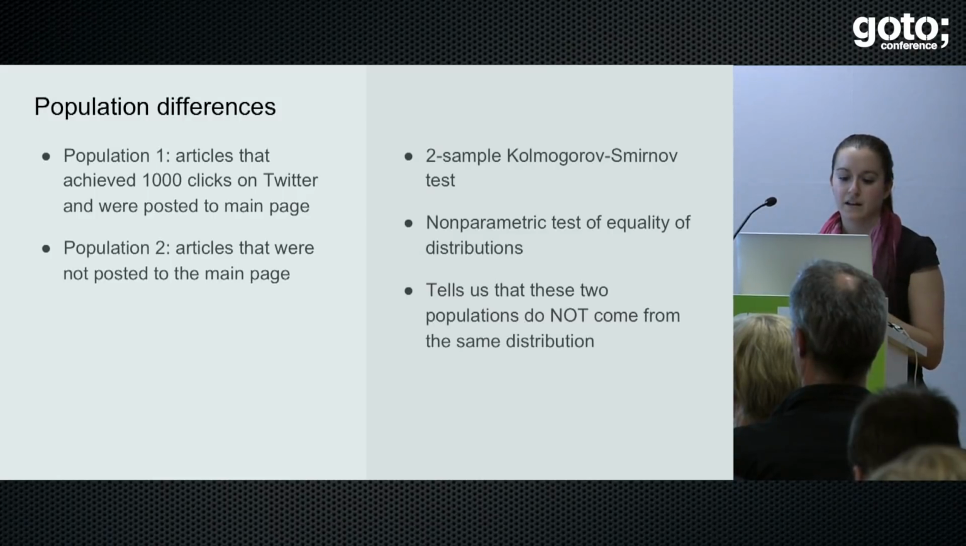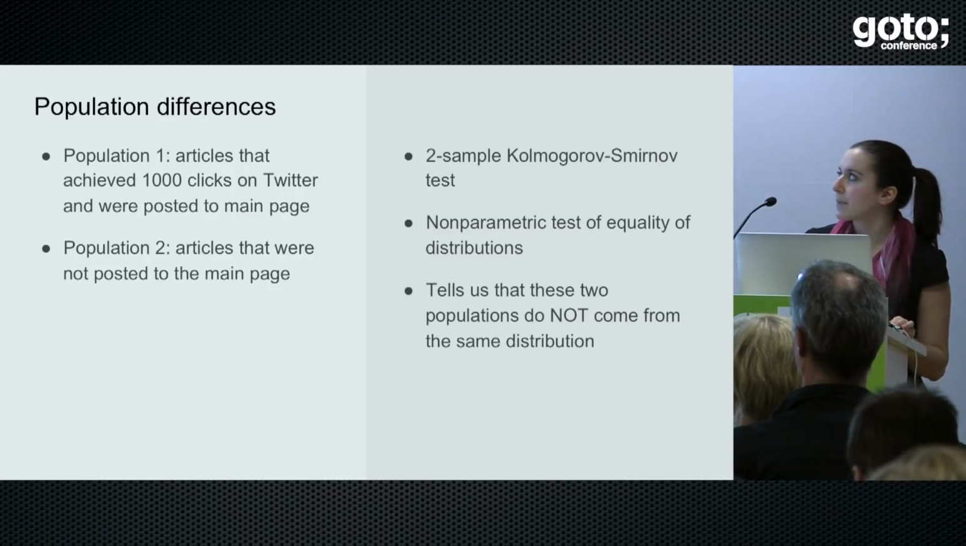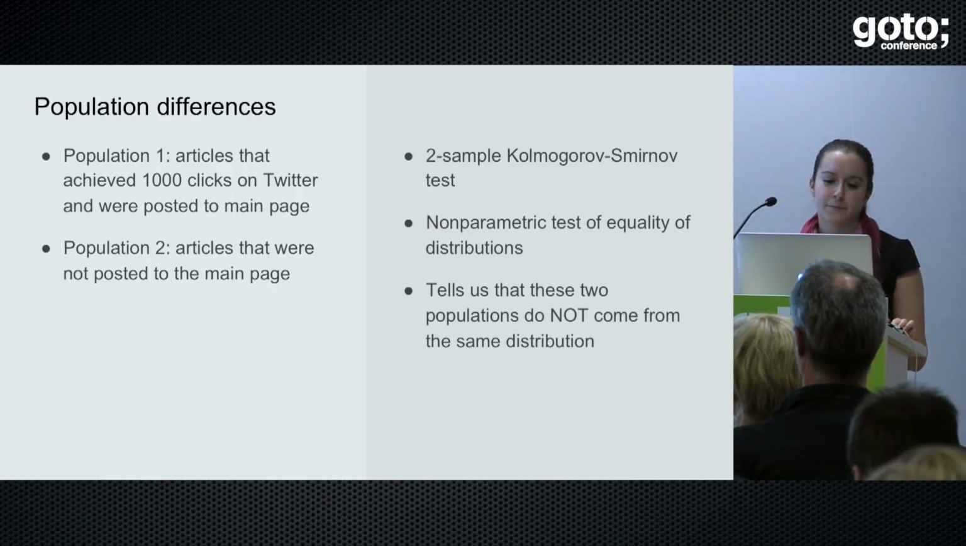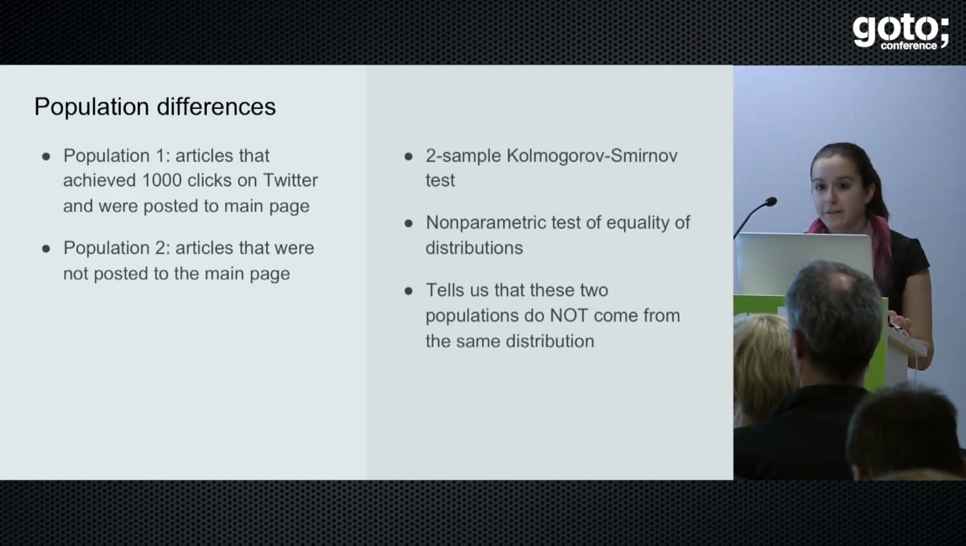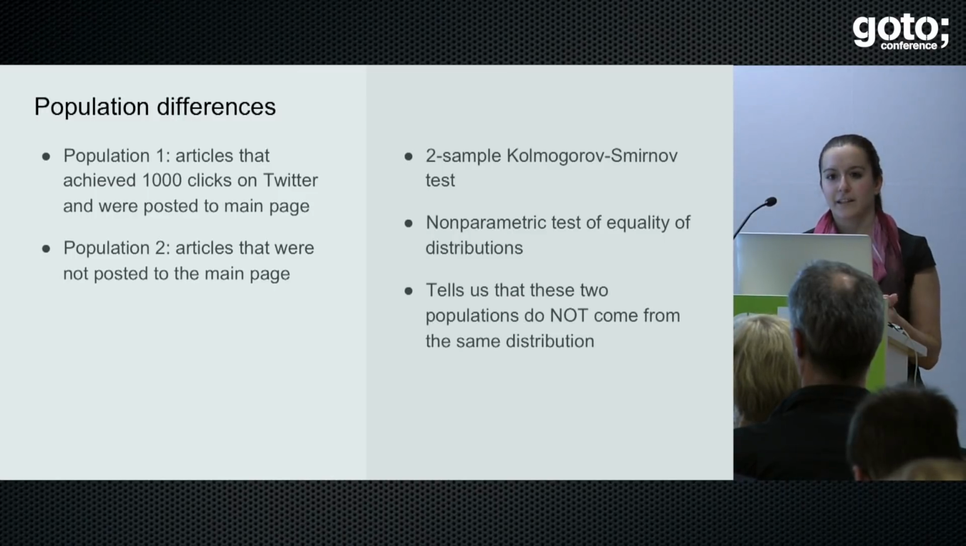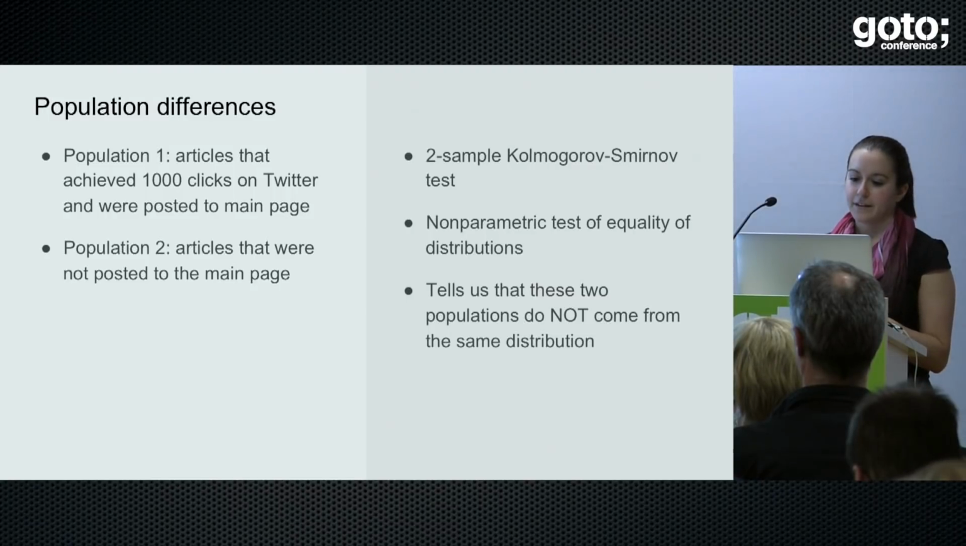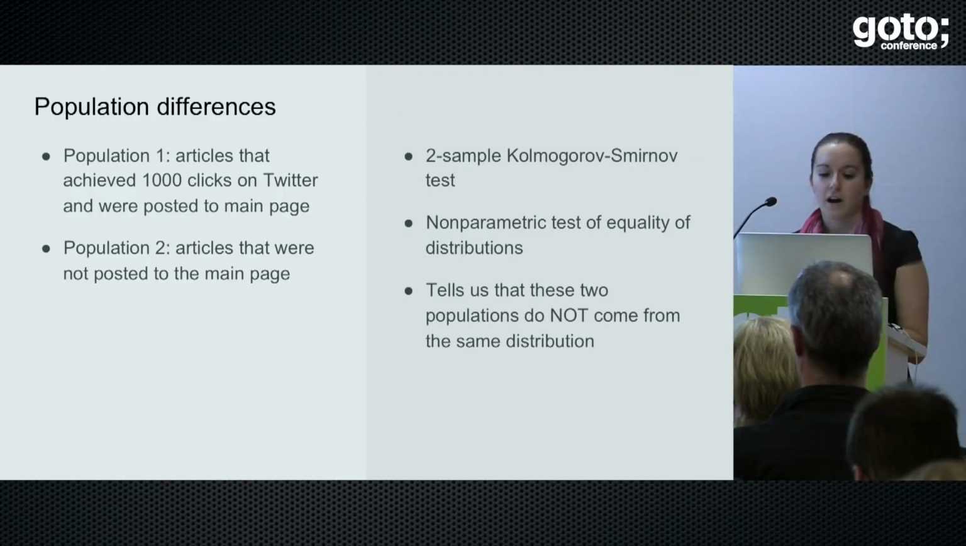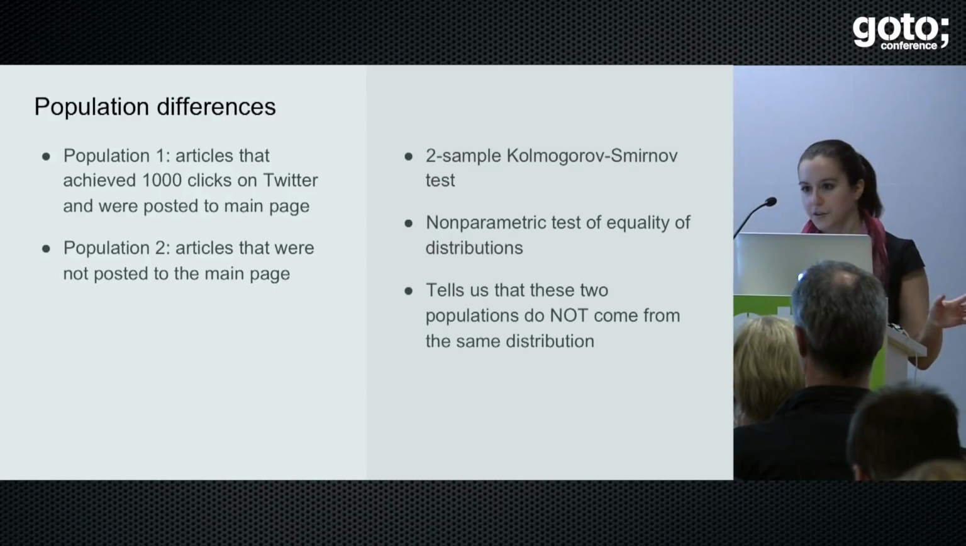So we can test the differences in these populations with a 2-sample Kolmogorov-Smirnov test. The KS test returns a p-value, and if it's lower than some threshold, like say 0.05, we can then say that the populations are statistically different. It's a non-parametric test of the equality of distributions. So I ran this test, and we determined that these two populations are statistically different from each other and do not come from the same distribution. So that's good. We didn't think that they would.